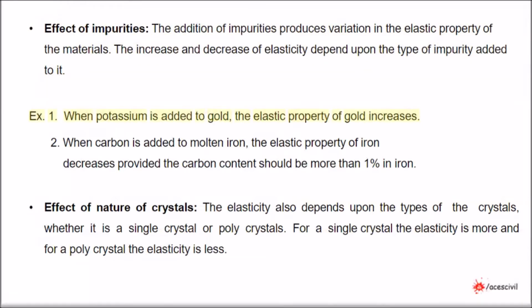Example 1. When potassium is added to gold, the elastic property of gold increases. 2. When carbon is added to molten iron, the elastic property of iron decreases, provided the carbon content should be more than 1% in iron.